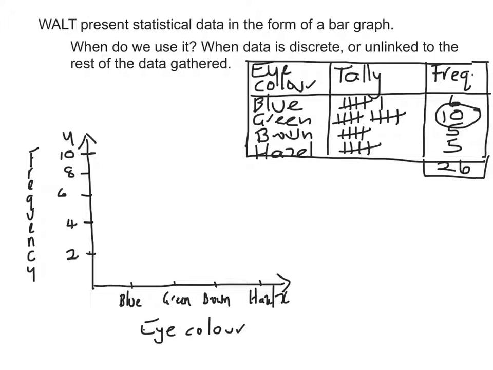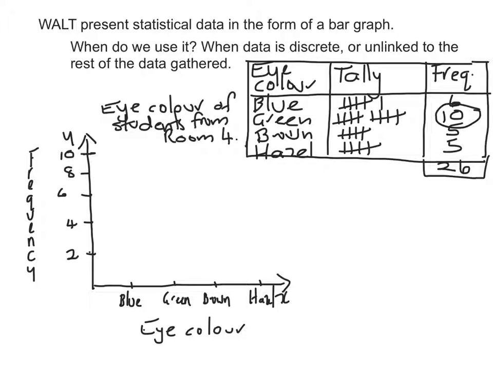Missing from our graph is one very important piece of information, and that is the title of our graph. So I'm going to put that in now. It must be meaningful, so eye colour won't cut the mustard, it's got to be eye colour of students from room 4.